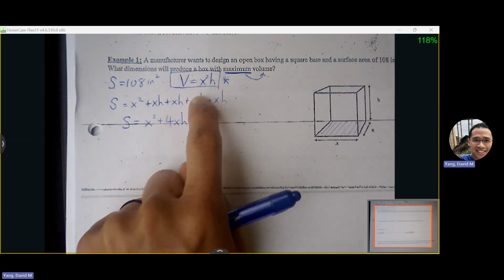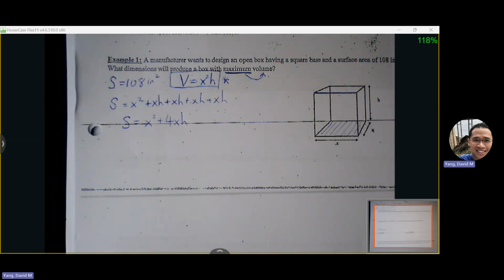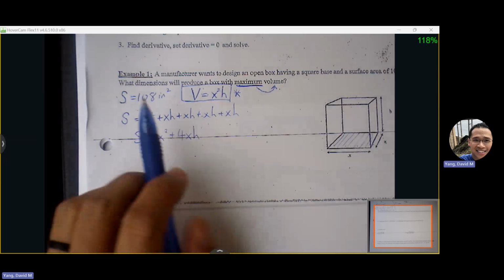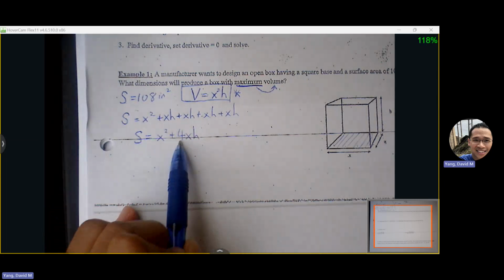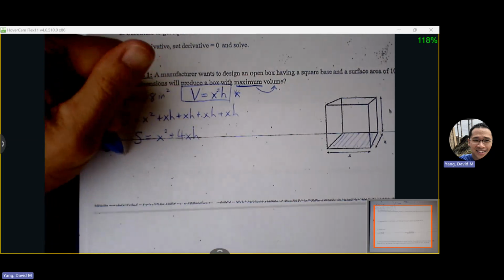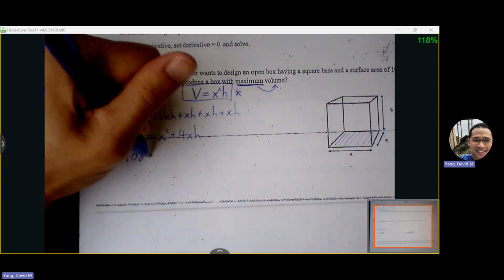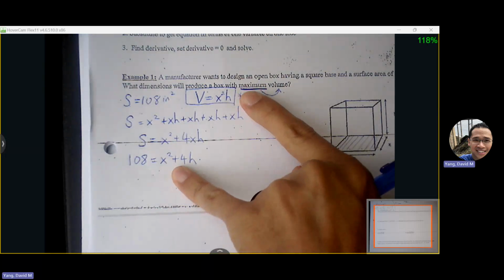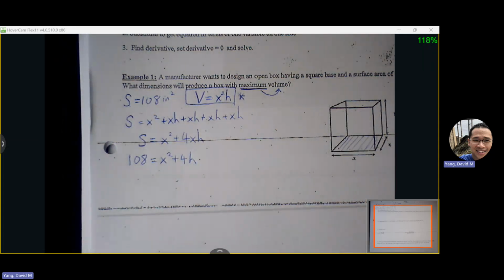But we want to get this down to one variable here, and we're going to try to decide which is the easier variable to do. But we're going to keep working on this here. Surface area is x squared plus 4xh. We do have a constraint, 108 square inches. I'm going to plug 108 in for S because we do have that value. So now we're down to 2 equations that we want to work with. It doesn't matter which variable we solve for, but we want to solve for the variable that is potentially easier to replace.